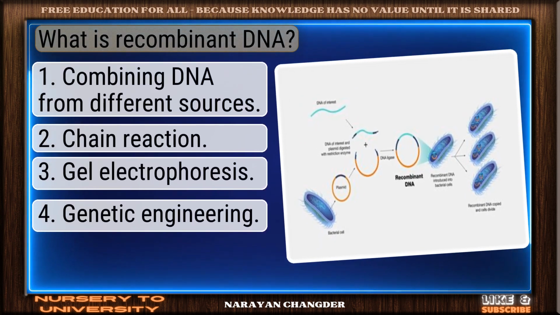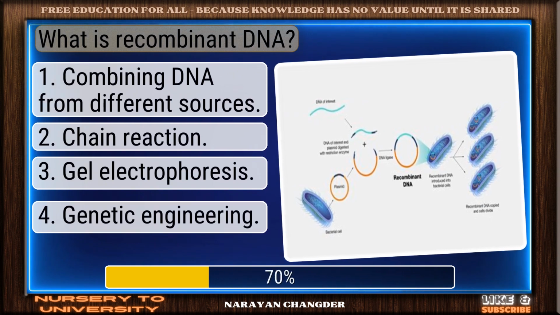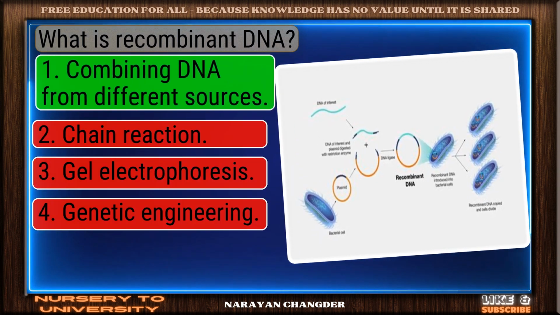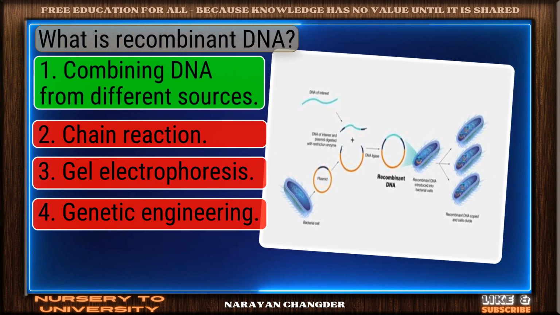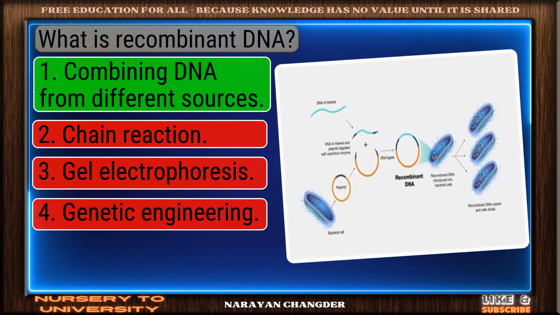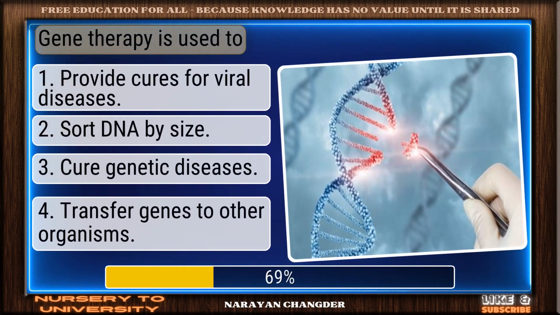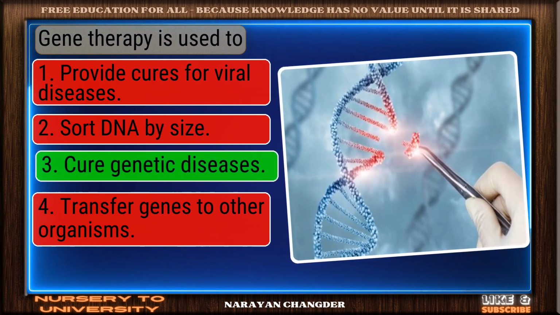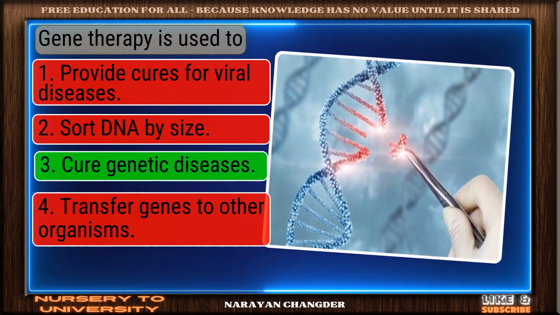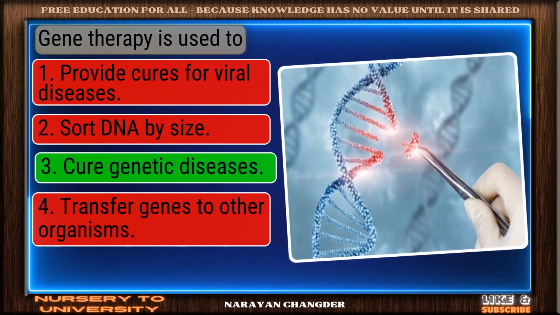What is recombinant DNA? Well picked. Combining DNA from different sources is the correct answer. Gene therapy is used to. You got it. Your choice, cure genetic diseases, is right.